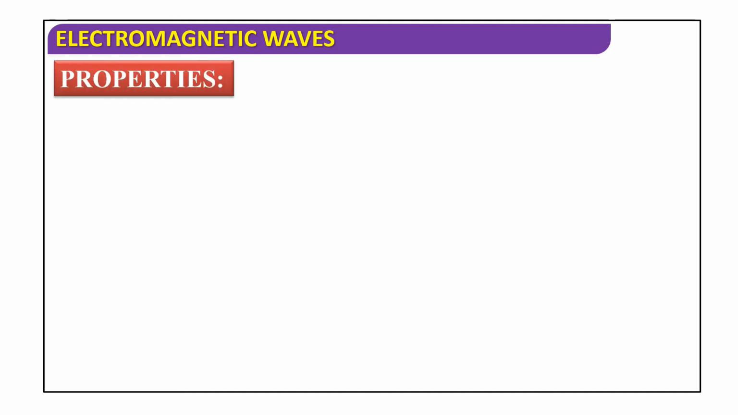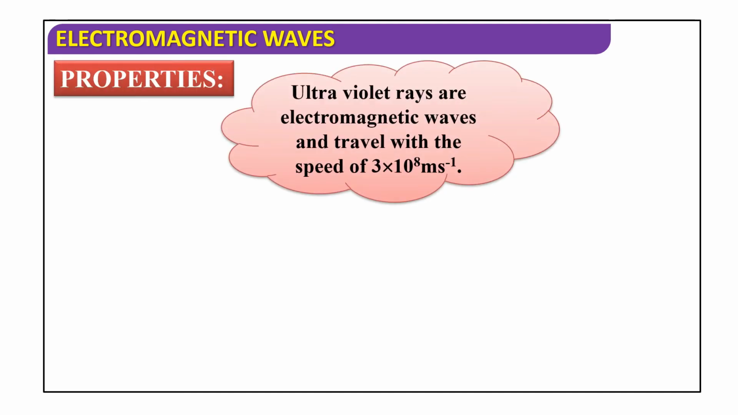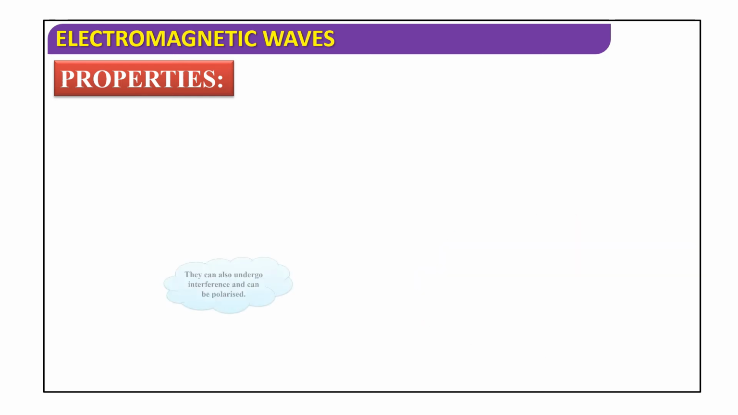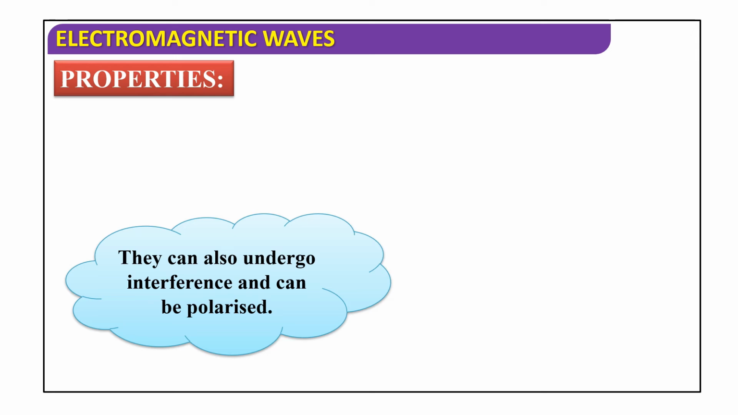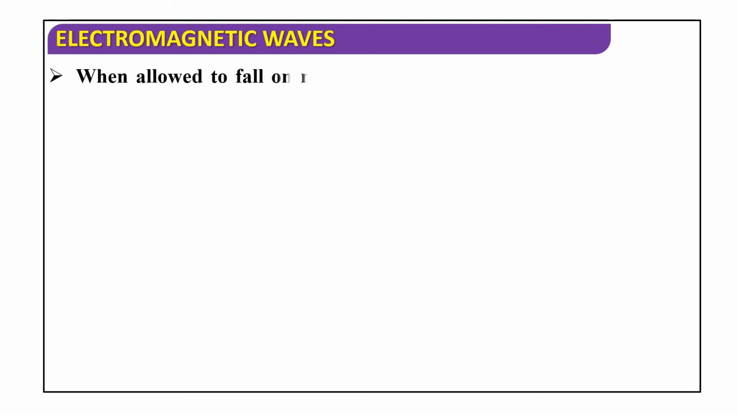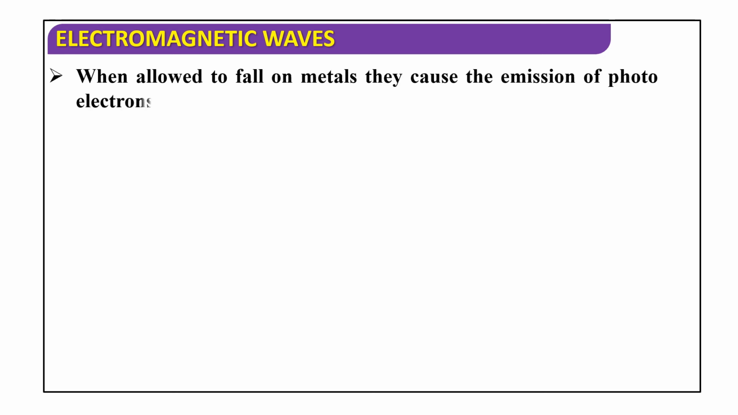Now discuss properties. Ultraviolet rays are electromagnetic waves and travel at the speed of 3 into 10 to the power of 8 meters per second. They also obey the laws of reflection and refraction. They can also undergo interference and can be polarized. When allowed to fall on metals, they cause the emission of photoelectrons.